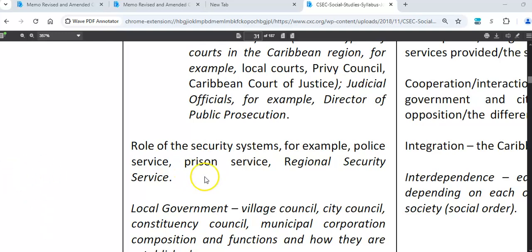We are to look at the role of the prison service. There are basically three categories of persons who are referred to a prison. You have persons who have been convicted of criminal offenses and sentenced to serve hard labor, persons in default of court orders with respect to payments of alimony, maintenance, or debts.